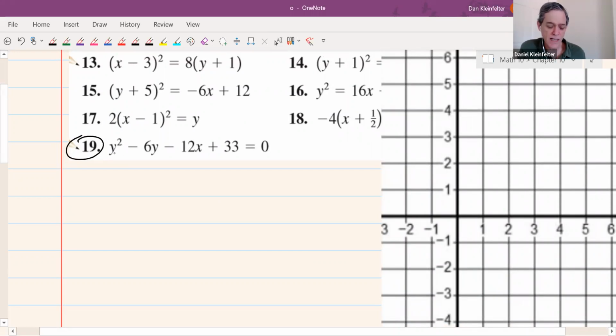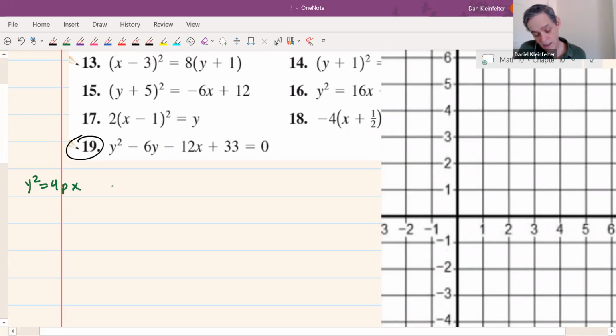So on this one, we see that we have a y squared term, a y term, and then an x term. So I know that this should end up as y squared equals 4px. And so we're just going to have to rewrite this using completing the square. So the y stuff should be on the left and everything else should be on the right.